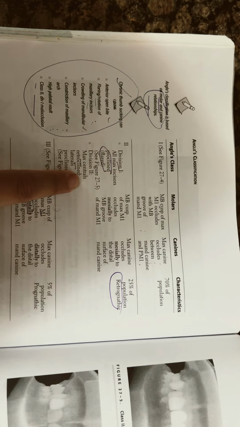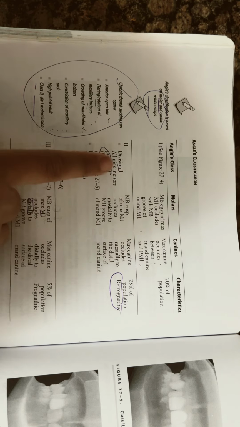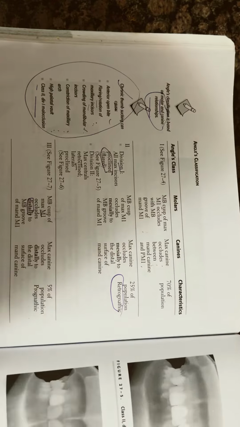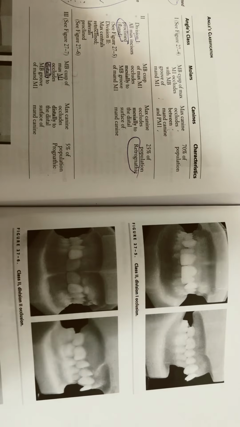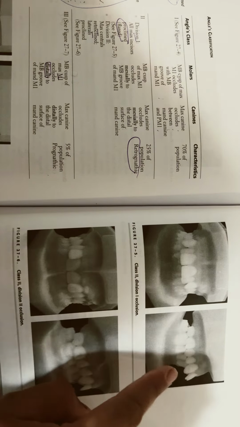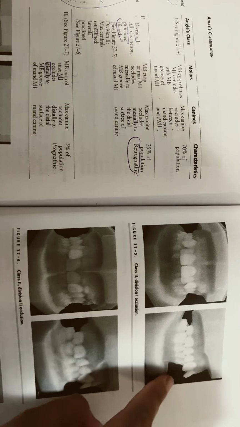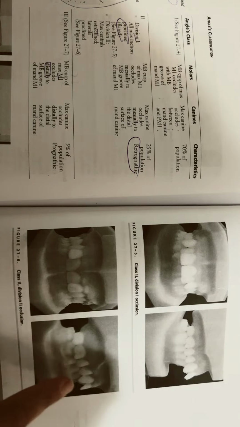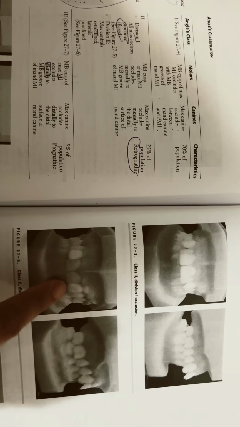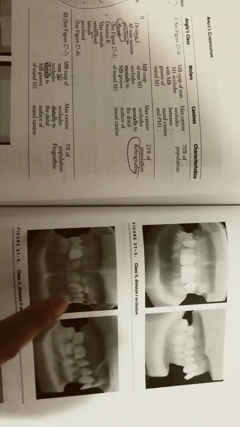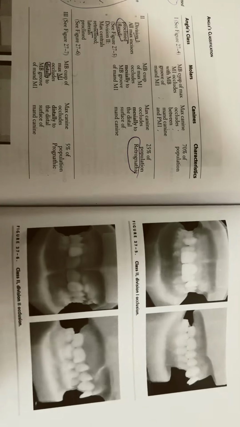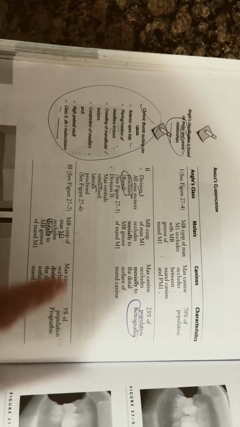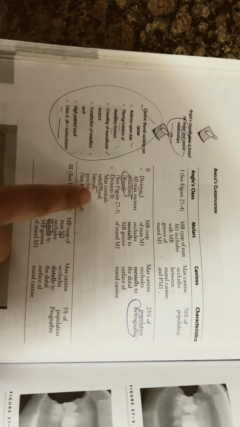and division 2. In division 1, the maxillary incisors are proclined, so you can also see the pictures. So remember, in Class 2 division 1, they are proclined, whereas in division 2, the central incisors are retroclined, whereas the lateral incisors are proclined. So this one is Class 2, which is divided into division 1 and division 2.